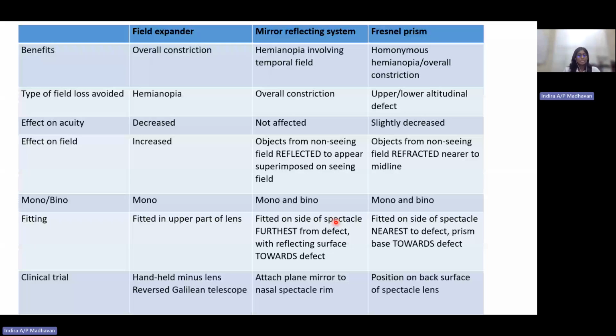So that is the field expander. Basically it is good for patients who have tunnel vision. So that is a field expander.